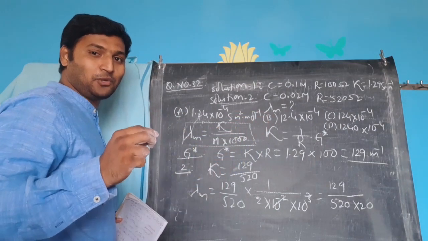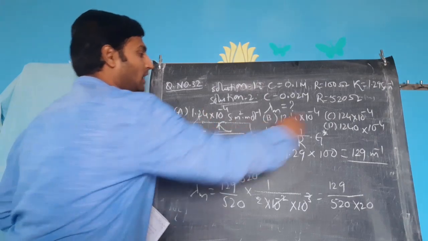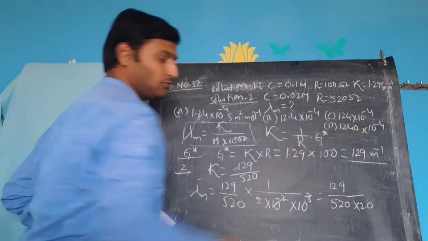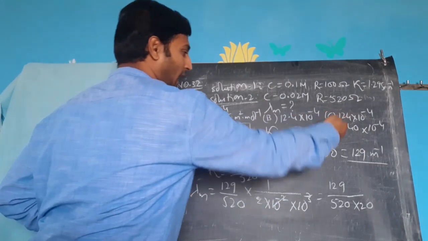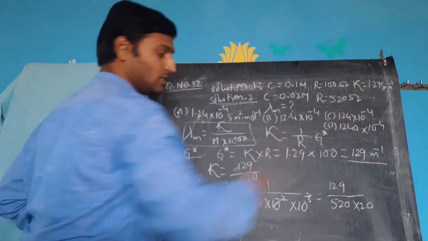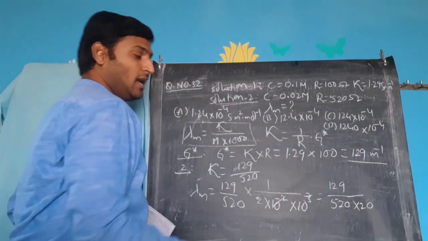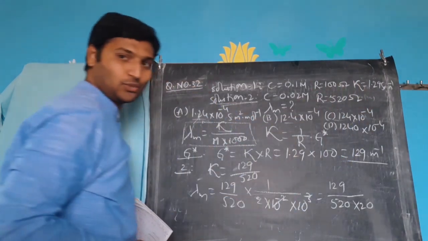I'm explaining how to minimize your calculating time utilizing the options given. In all the options you have something into 10 power minus 4, right? Now that something is in unit digits here, tens digits here, hundreds here and thousands here. That's why what you do, get a 10 power minus 4 and see what kind of value the remaining ratio gives, whether this or this or this and so on.